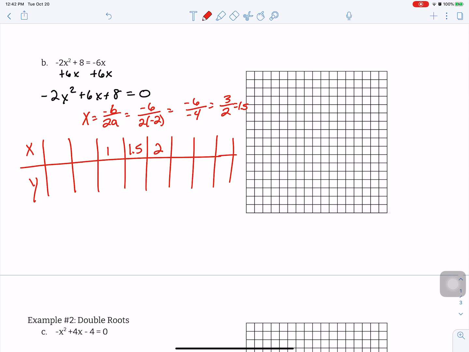So I have negative 2 times 1.5 squared plus 6 times 1.5 plus 8. And I could just go ahead and type this into my calculator. Negative 2 times 1.5 squared plus 6 times 1.5 plus 8, and I get 12.5.